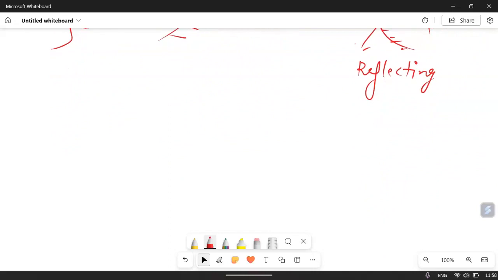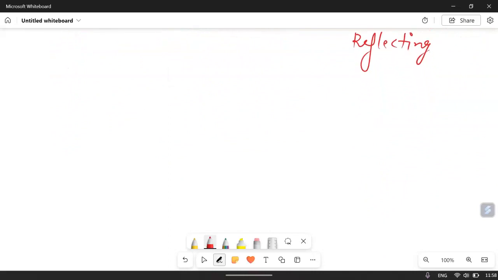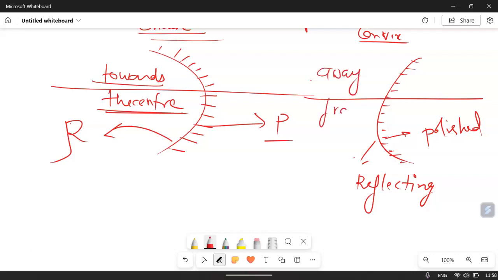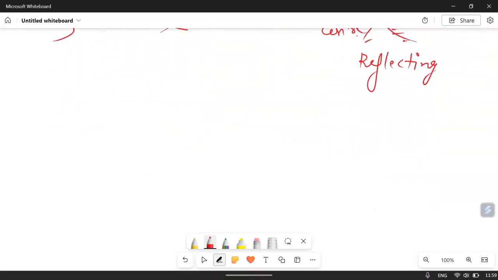Now second thing we have to understand, every part. In concave, the reflecting surface is towards the center. And in convex, it's away from the center. So the concave mirror is one in which the reflecting surface is towards the center, and the convex mirror is one in which the reflecting surface is outwards from the center.